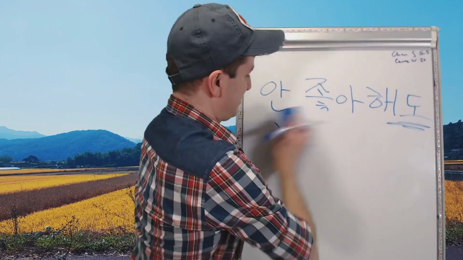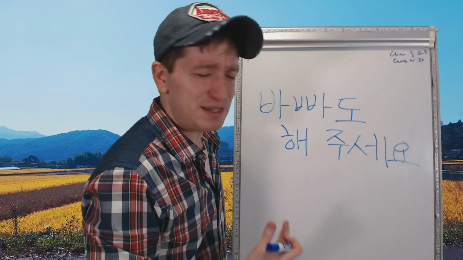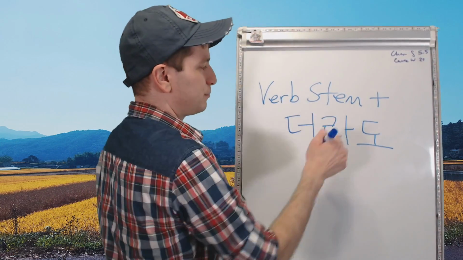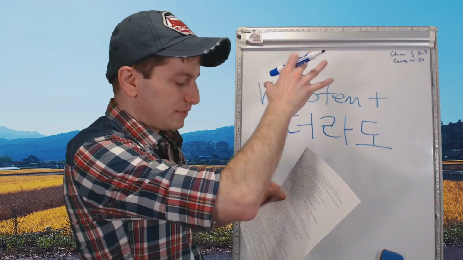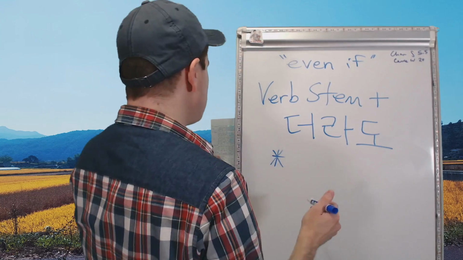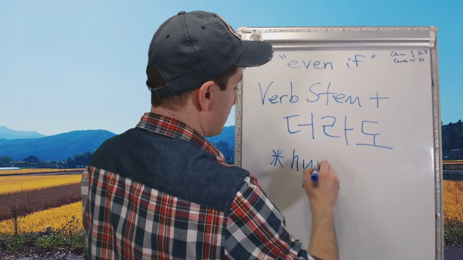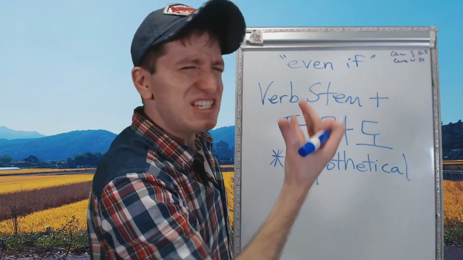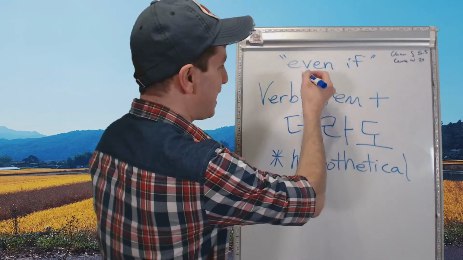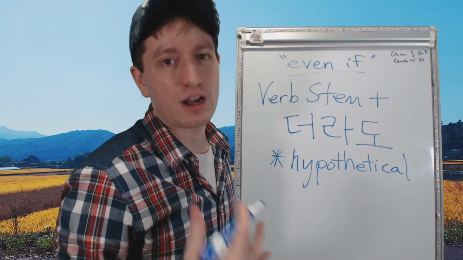Okay, next sentence. 바빠도 해주세요. Even if you're busy, please do it. The next one is intermediate level. Verb stem plus 더라도. This also means "even if," just like 도. But it is used for a hypothetical situation, like, let's just say that if that. But the meaning is the same as just using 도 after a conjugated verb.